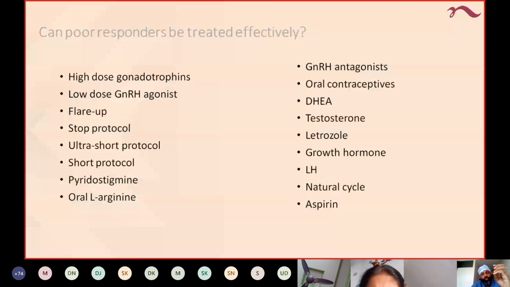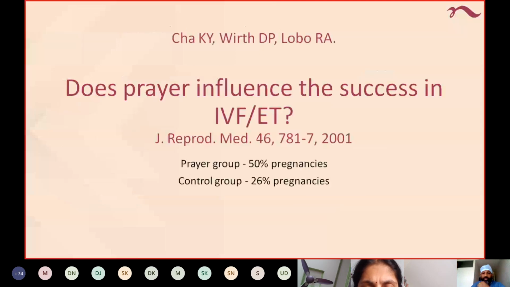testosterone, letrozole, growth hormone, LH, natural cycle, aspirin, and all these are permutation combinations because this is a blind area. All of them are being used, but most of them don't have any role and there is hardly any evidence for them, and we don't recommend routine use of these things.